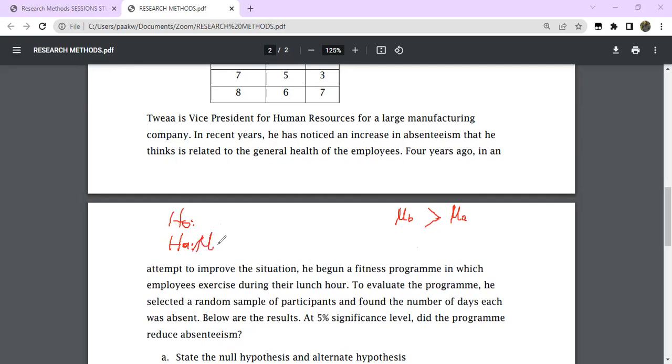Then you use your sign. mu d is greater than what? 0. Then what will be the opposite? mu d is less than or equal to 0. Good. And this is talking about a one-tailed test. So let's move on to the whiteboard. Right.